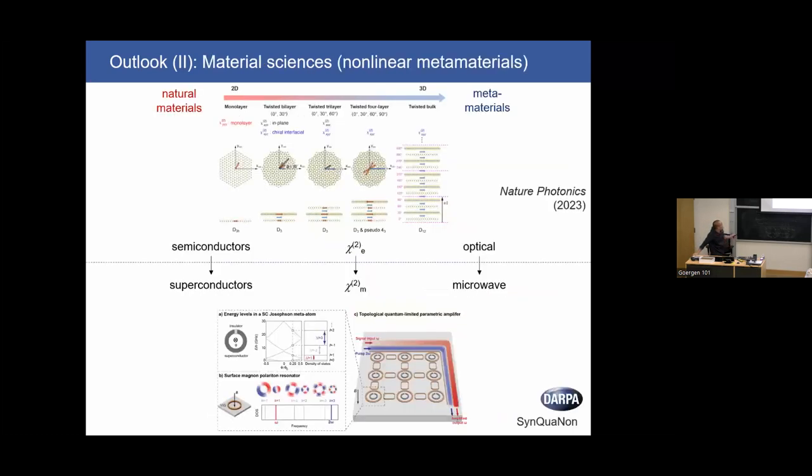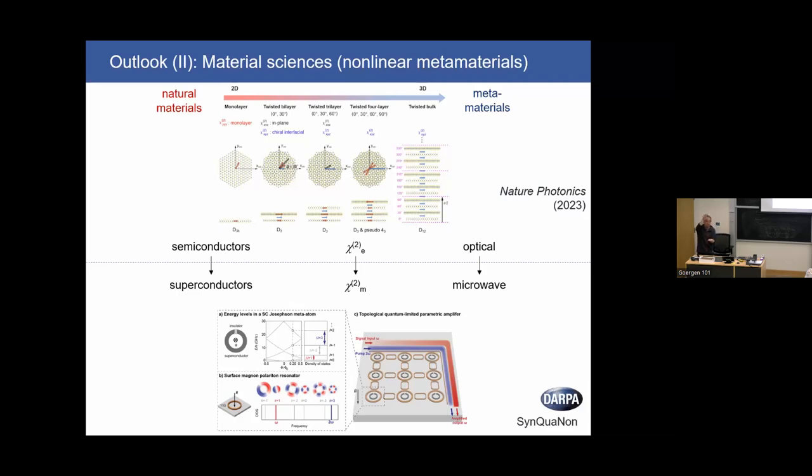On the material side, we have been recently looking at what new materials we can produce that give us interesting nonlinear responses. In this particular work, we took two of these 2D monolayers and stacked them on top of each other with a twist angle. By changing this twist angle, we can directly modify the symmetry of the electronic wave functions. And when you do that, you can directly manipulate the nonlinear response.